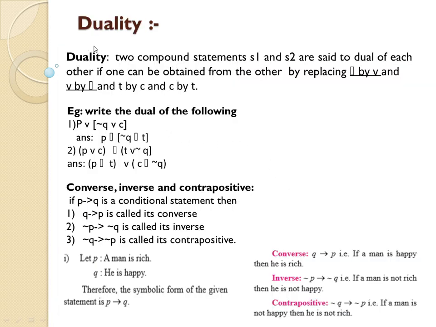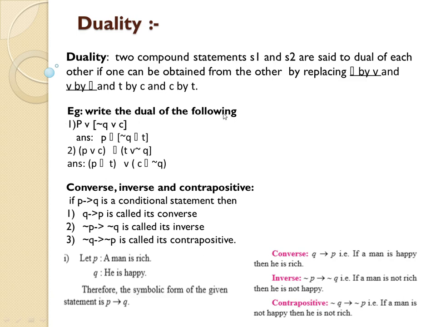Next topic is duality. Two compound statements S1 and S2 are said to be dual of each other if one can be obtained from the other by replacing conjunction by disjunction and disjunction by conjunction, and T by C and C by T. Here T means tautology and C means contradiction.